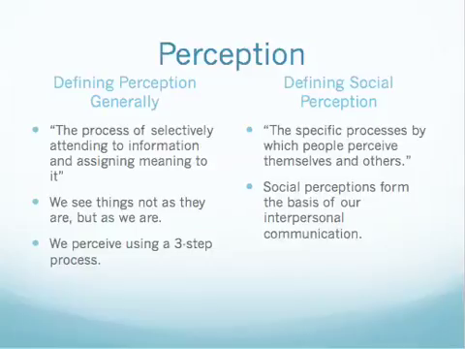To begin though, we need to look at how perception is defined. When you look at the definition of perception that's provided in your textbook, you see that it's the process of selectively attending to information and then assigning meaning to it. And you have to really understand the selectivity that's involved in the perception process, because we decide what stimuli we're interested in, what we want to pay attention to, what we're concerned with, because we don't attend to all stimuli that are in our environments.